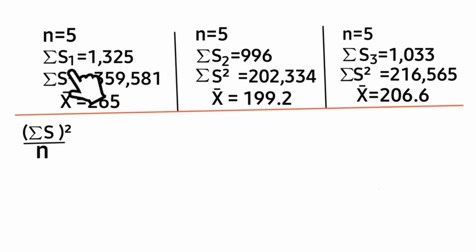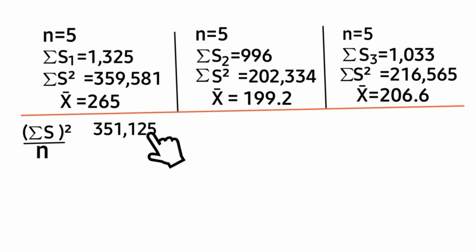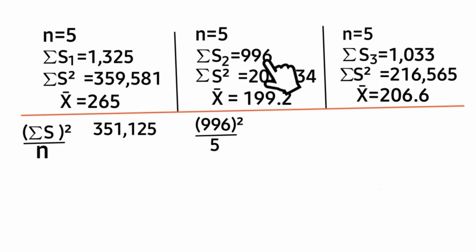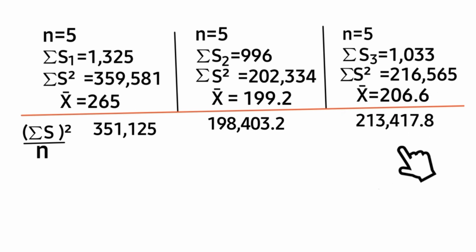Now we square the sum of each set and divide by n. For the first set, 1325 square gives this, divide by 5, 351125. Next we have 996 square divided by 5 gives this value. For the last set we have 1033 square divided by 5 gives this value here.